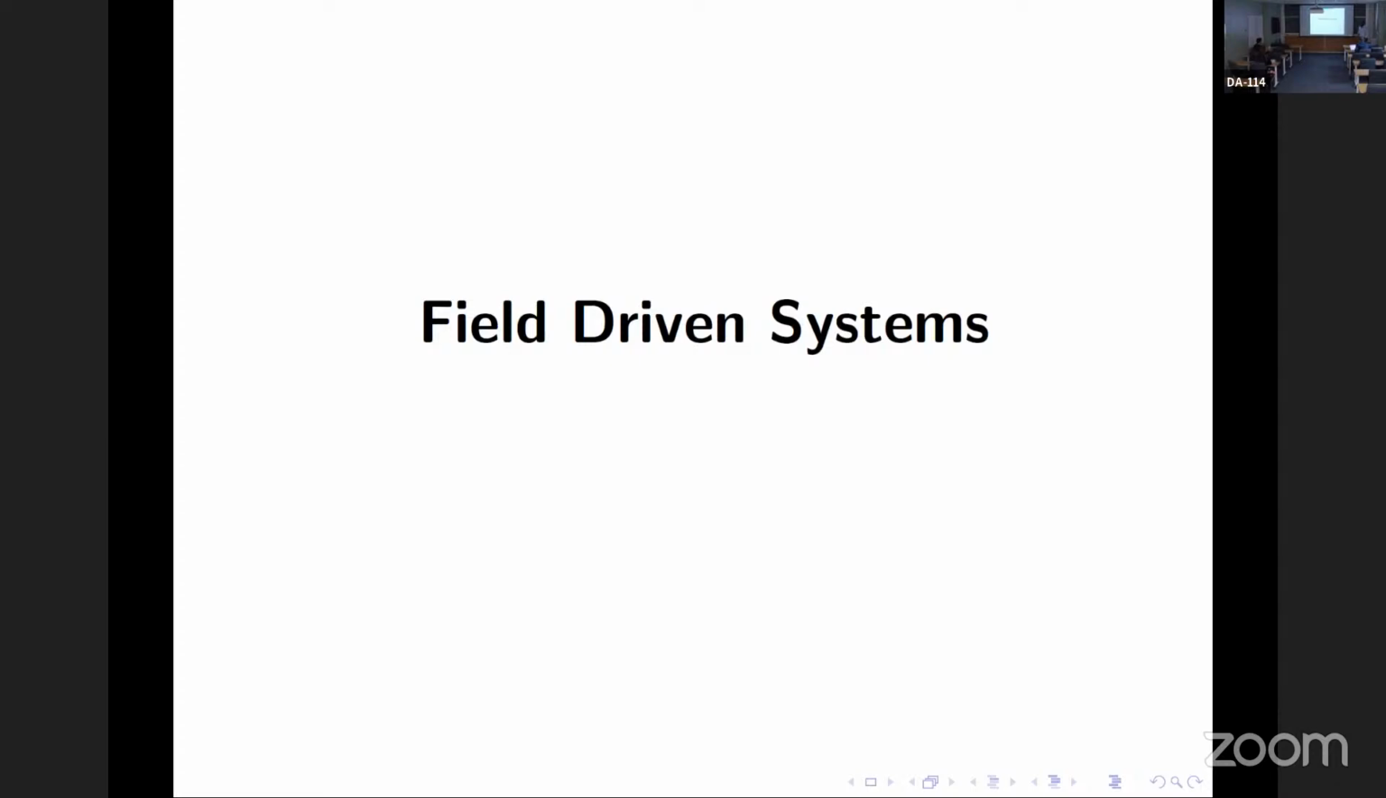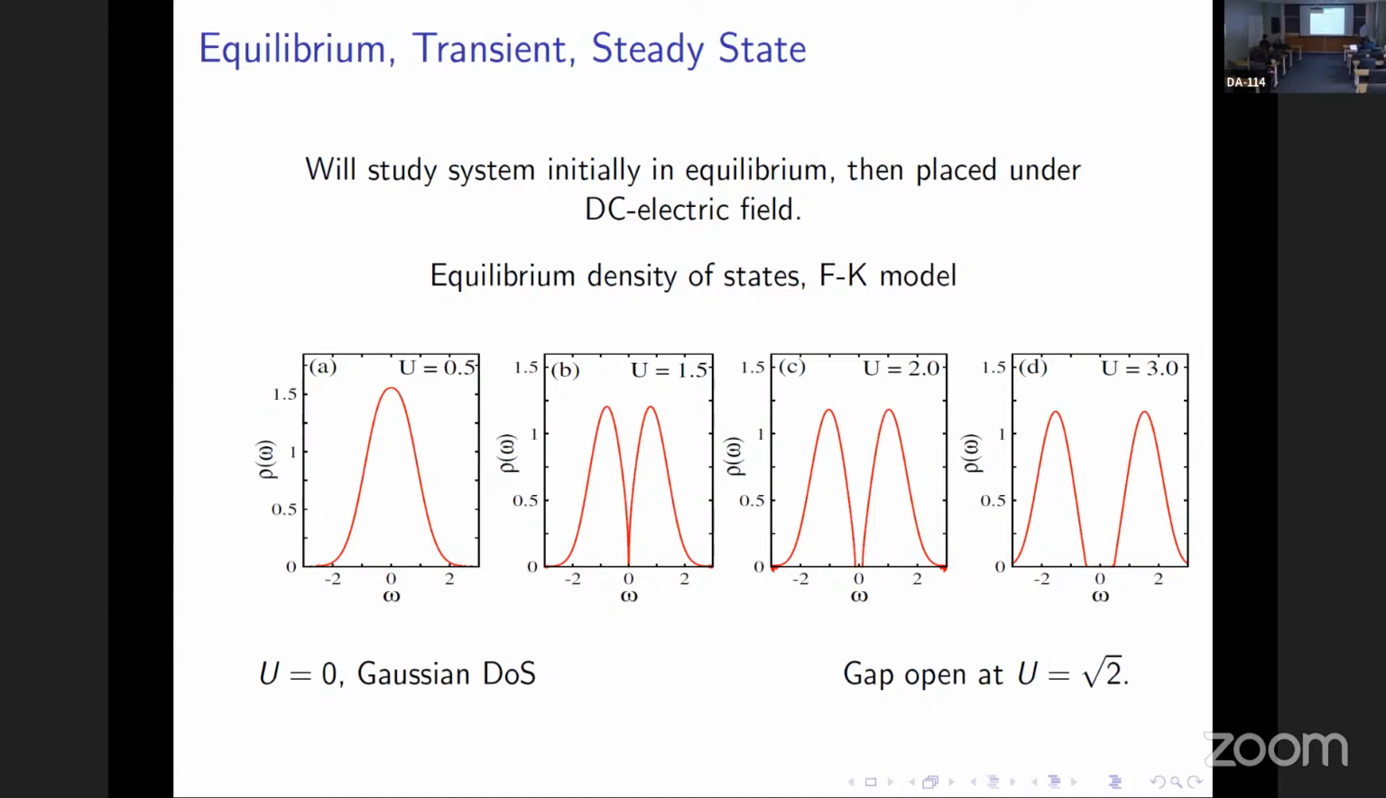So I'm going to go ahead and discuss some of the applications that we've made with this approach for field-driven systems. And in order for us to get a clear picture of how the field-driven system behaves, I'm going to start by talking about the Falicov-Kimball model in equilibrium, right? If I take the Falicov-Kimball model in equilibrium and look at its density of states as a function of the interaction strength, from left to right, weak interaction to strong interaction, what you see is that you start with some simple, boring Gaussian, but as you crank up the interaction, you get the opening of the gap, and that occurs in this model at U equals square root of 2. And so that's what you have for the Falicov-Kimball model in equilibrium.